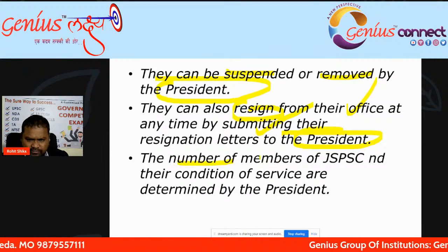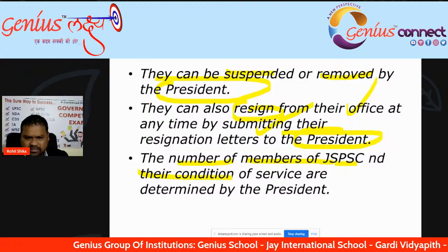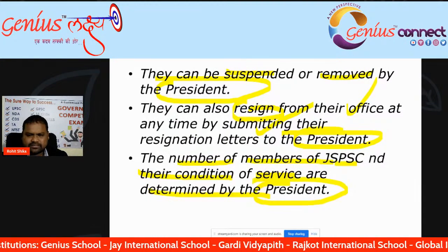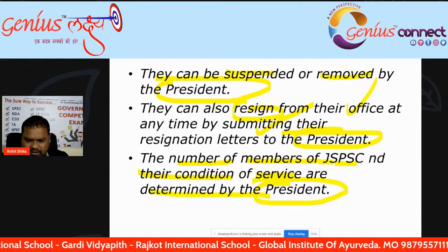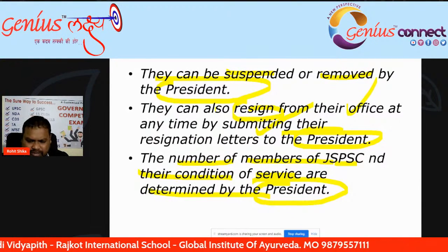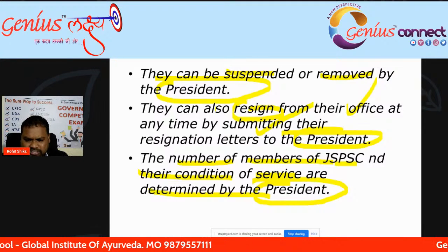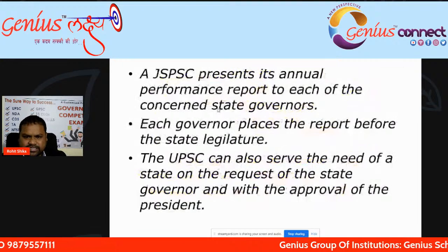The number of members of the Joint State Public Service Commission and their conditions of service are determined by the President. So the President decides the condition of the service, and how many members will be there in the Joint State Public Service Commission.